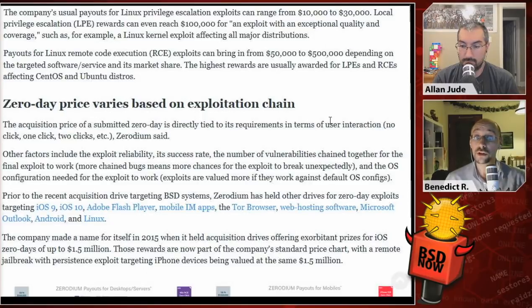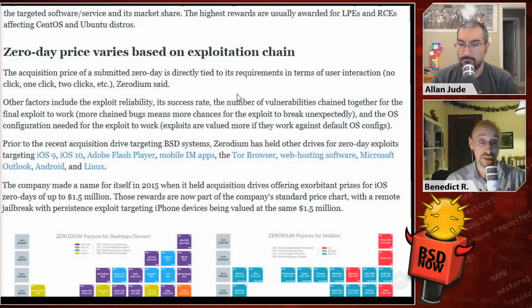Payouts for Linux remote code execution, or RCE, can range from $50,000 to $500,000, depending on the targeted software or service and its market share. Of course, higher market share, higher payout, because higher damage. The highest rewards are usually paid for LPEs and RCEs affecting CentOS and Ubuntu distros. Yeah, because CentOS is also certified for a lot of big company systems like SAP and such. And if there's some exploit there, then companies are really screwed.